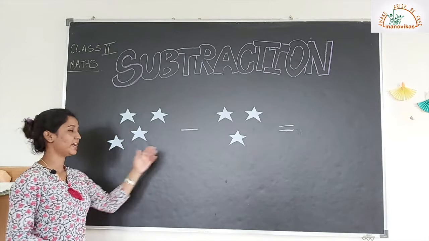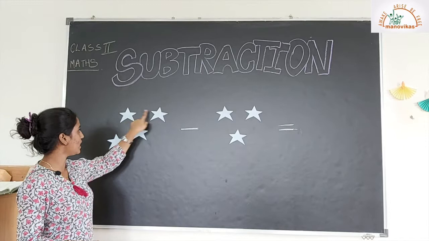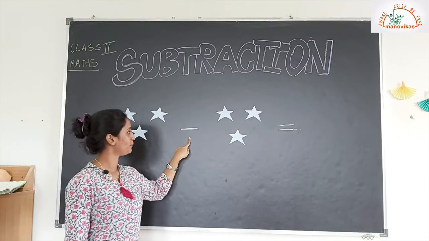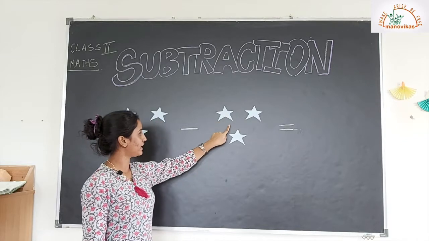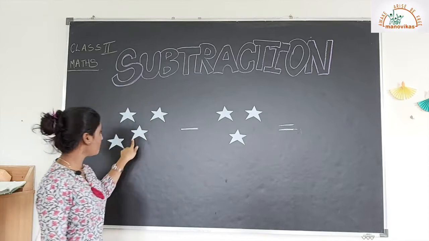Students, here we have stars as the objects. So here we have 4 stars, 1, 2, 3, 4. This is the minus sign. And next we have to take out 1, 2, 3. 3 stars from 4 stars.